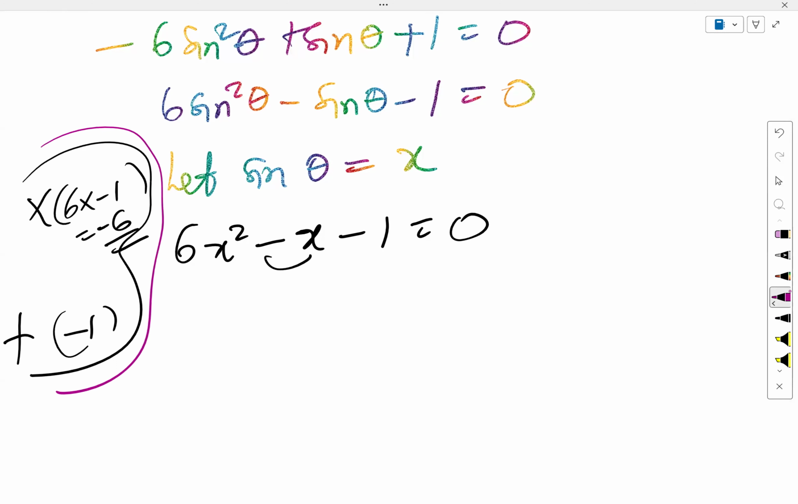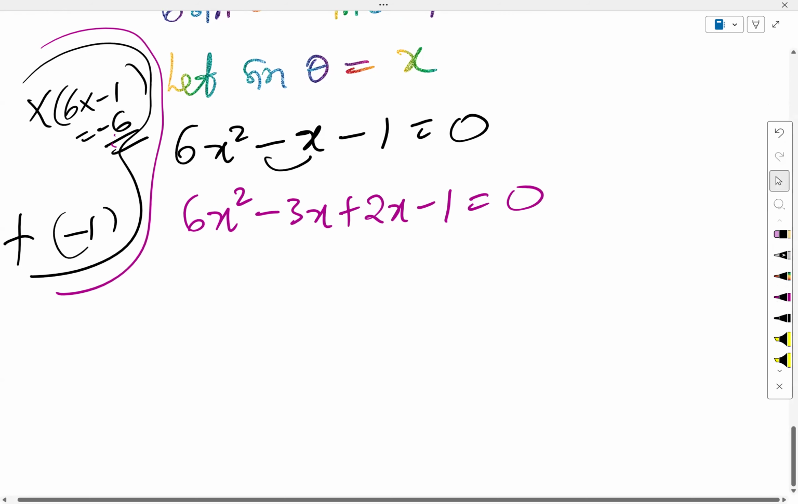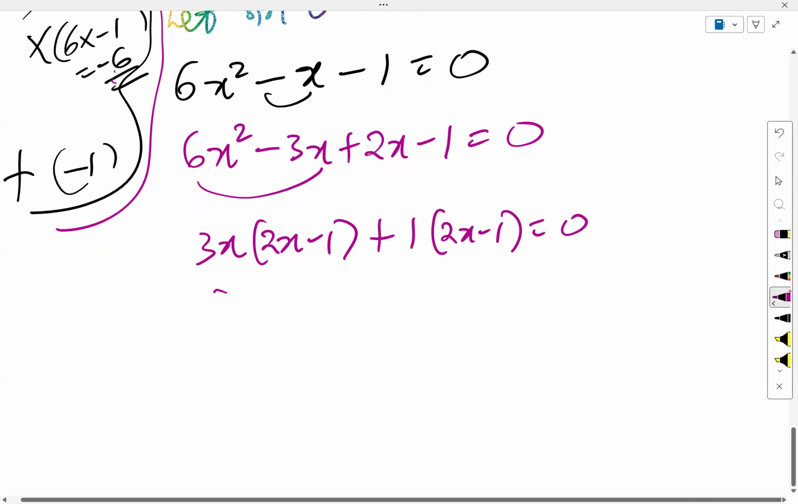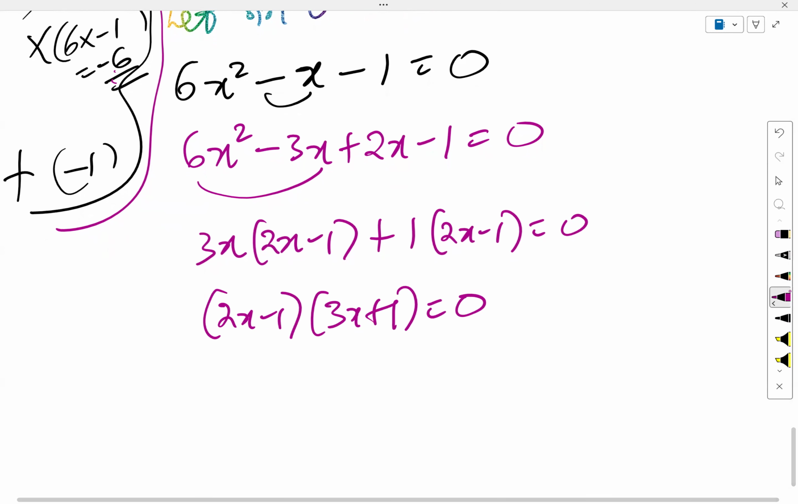So in that case, now we can have 6x squared minus 3x plus 2x minus 1 equals 0, because minus 3 times 2 is minus 6 that we are looking for. Minus 3 plus 2 is minus 1. So that's what we need. Then we can factorize. So for this, we have 3x into 2x minus 1, plus 1, because nothing is common, so to speak, but 1 is always common. So 2x minus 1 equals 0. So we can put those together. So we have 2x minus 1 into 3x plus 1 equals 0.